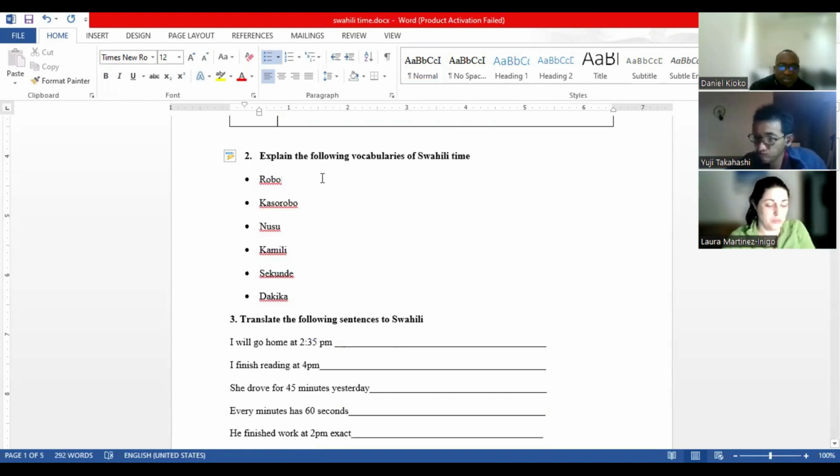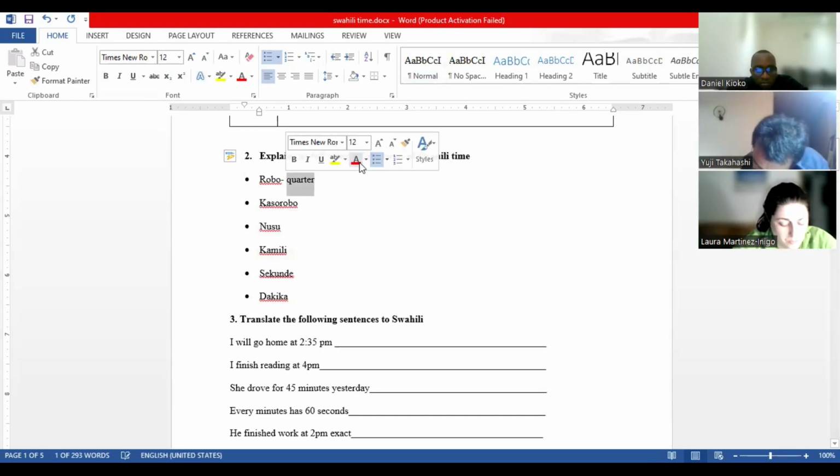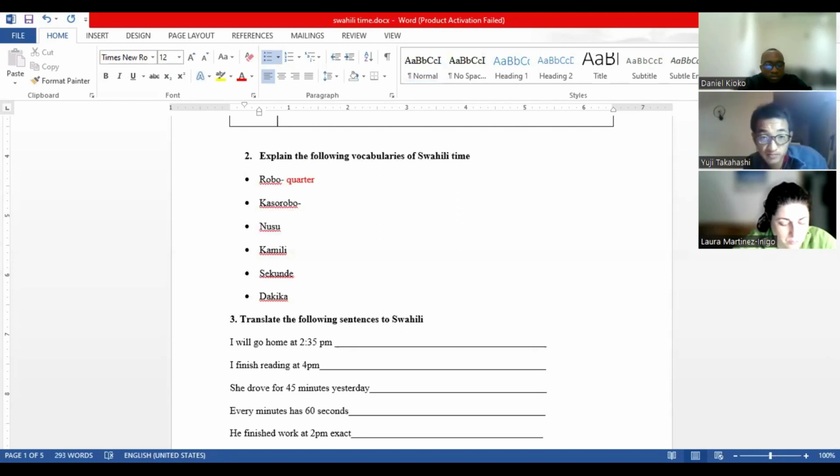Explain the following vocabularies. I guess these ones we have gone through as we were doing. Robo is 15, quarter. Kasorobo is 45, or quarter to. Nusu is half past, and also can mean half, like the half of a piece of something.